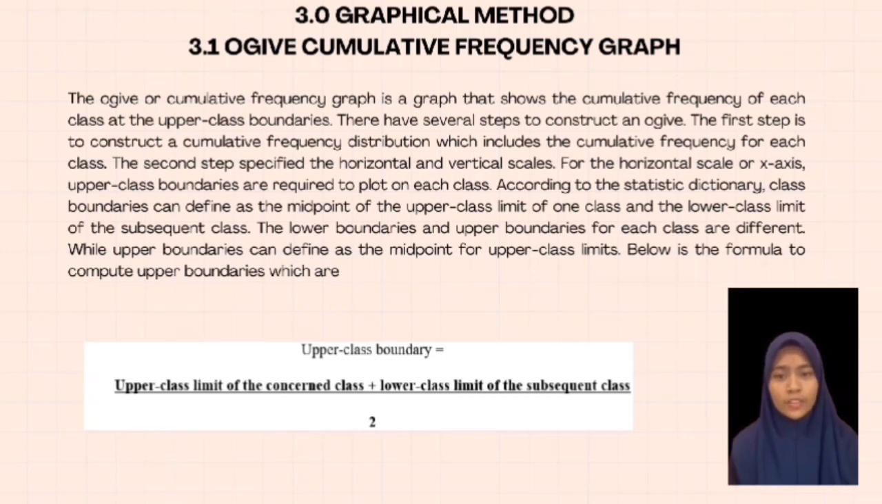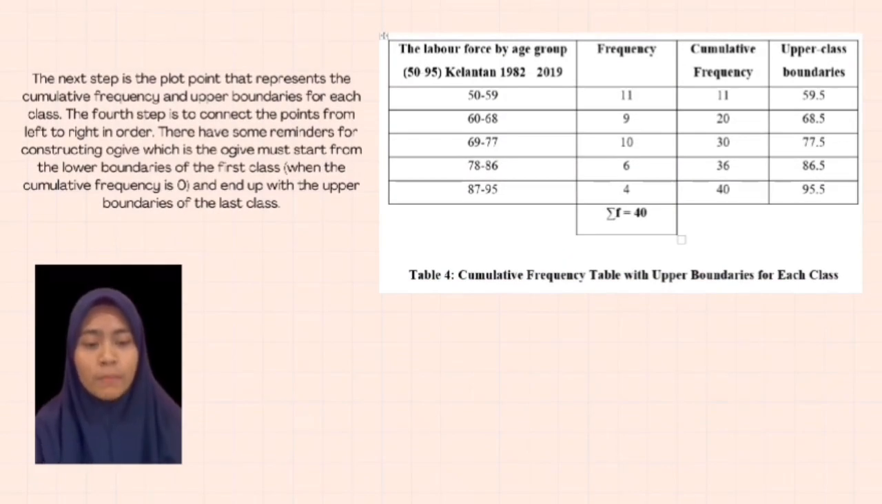I will present 3.0, which is graphical method. 3.1, ogive cumulative frequency graph. Below is the formula to compute upper boundaries: upper class boundaries equal upper class limit of the current class plus lower class limit of the subsequent class, divided by 2. Table 4 shows the cumulative frequency table with upper boundaries for each class.